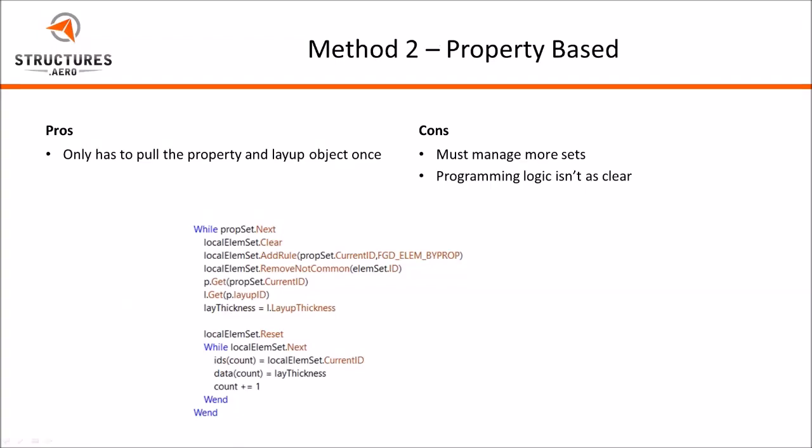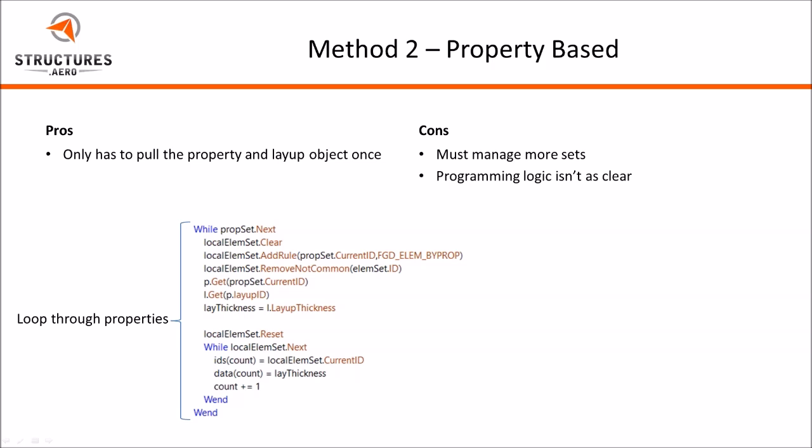So this is a property-based approach. Instead of pulling the property and the layup objects once for every element, we can rearrange how we run this. Instead of looping through the elements, we're going to loop through the properties. This way, we only have to pull the property data once. We only have to pull the layup once instead of for every element. This greatly cuts down on the number of COM calls, and will greatly speed things up just by looking at the problem slightly differently.